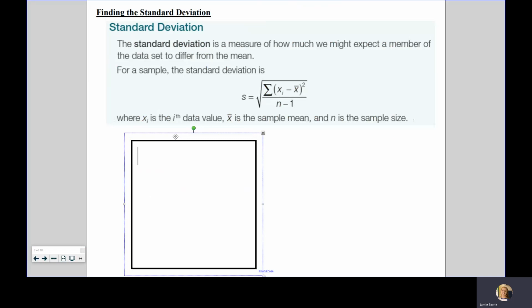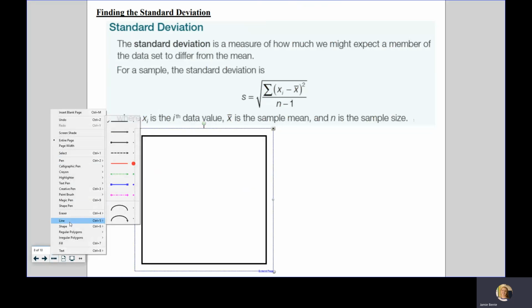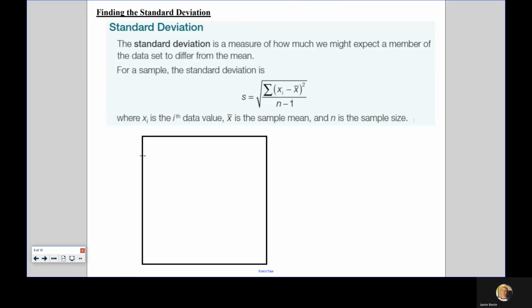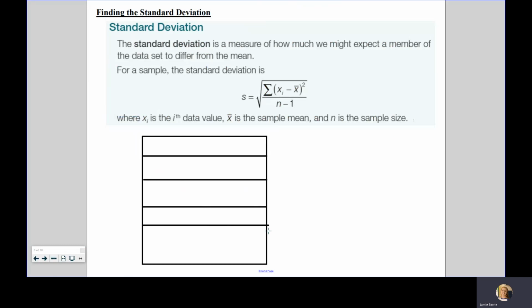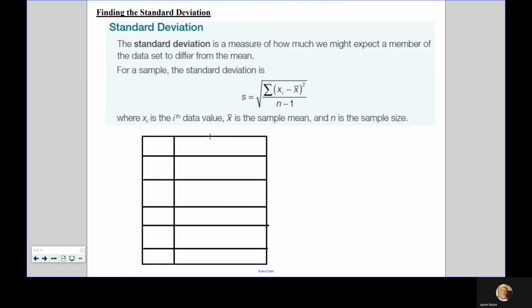Okay, I think this size box looks fine. All right, so we're going to make our first row. The number of rows that you're going to have depends on how many data values you have. We'll just do a few here. And you're going to have 3 columns: 1, 2, and 3. The last column needs to be the biggest. So we'll do it like that.